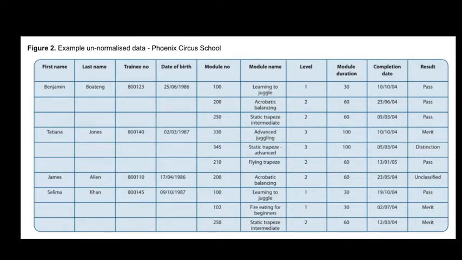But if we did it the other way around and put the trainee number into the module table, it would neatly fit next to all Benjamin's courses at the end, or next to the module number as a composite key, and you could do that for all the other trainees as well.